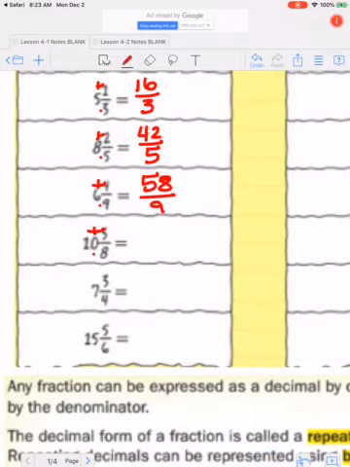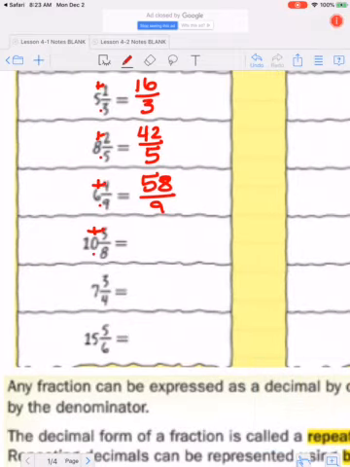2 goes into 101 50 times, and there's 1 out of 2 left over. And the last one, 20 goes into 87 4 times, and there's 7 out of 20 left over. Okay, I know we went through that pretty quickly, but you should be able to do that on your own.